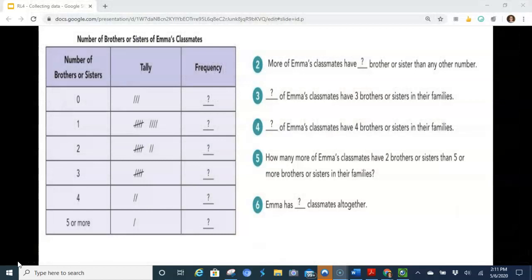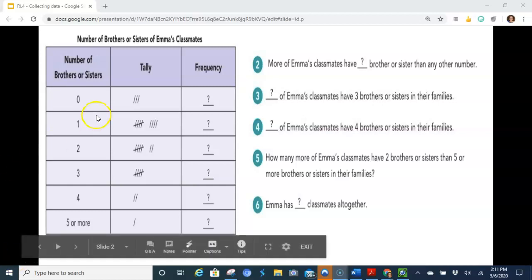So here is a frequency table or a tally chart of how many brothers and sisters Emma's classmates have. So those that have no brothers or sisters, they're an only child, have 1 brother or sister, have 2, have 3, have 4, or have 5 or more.